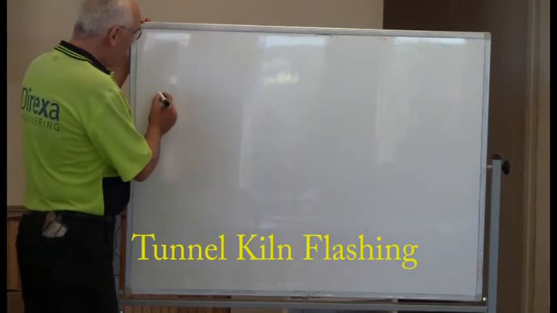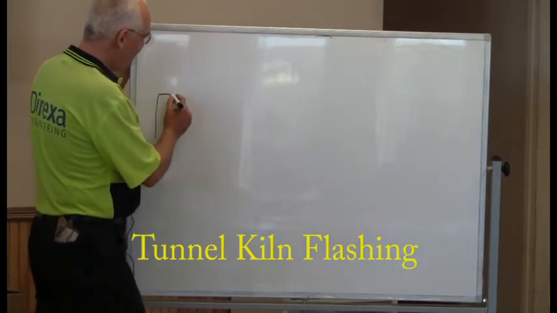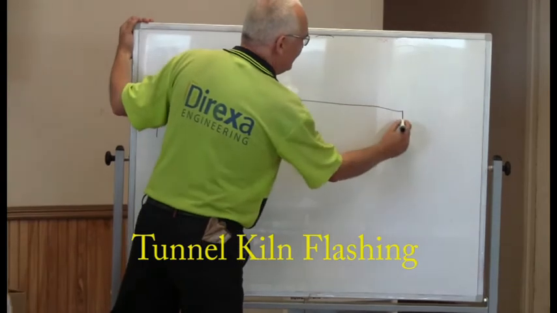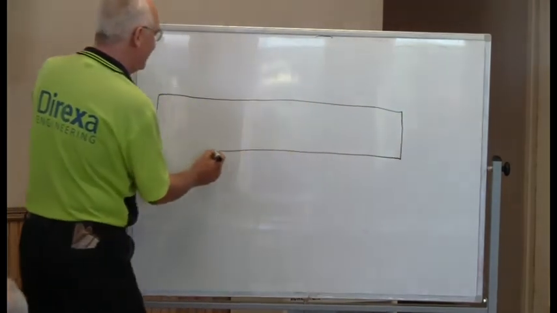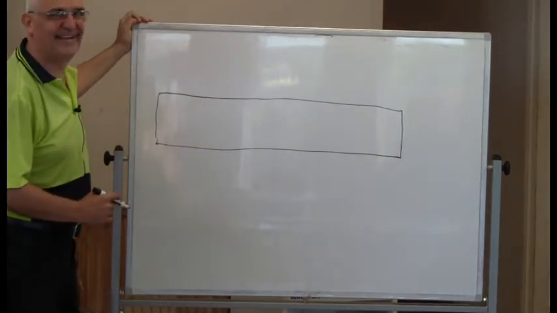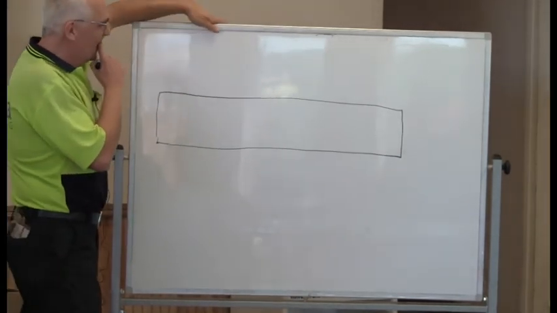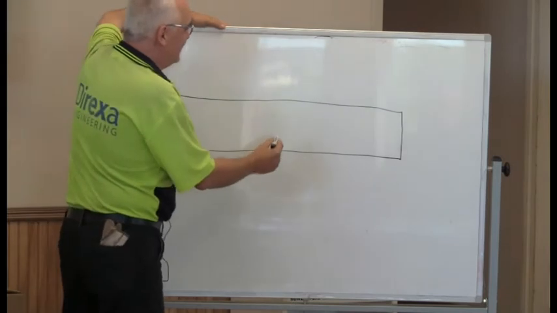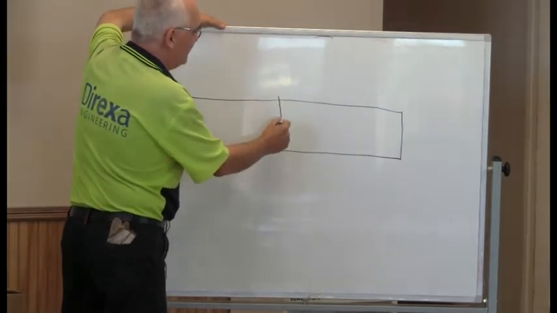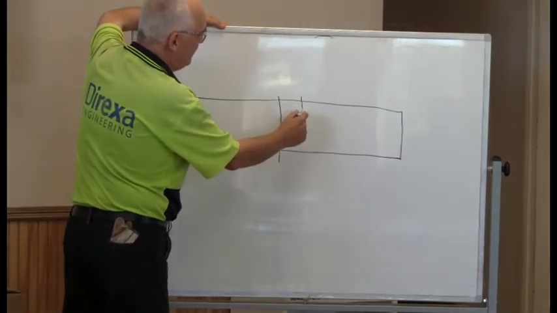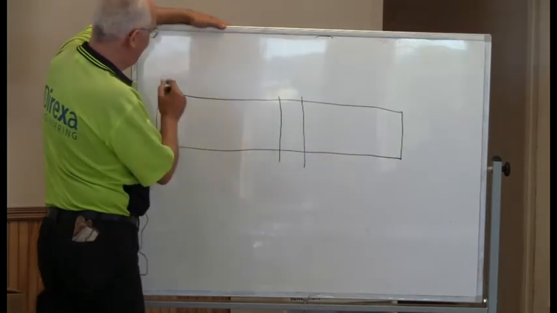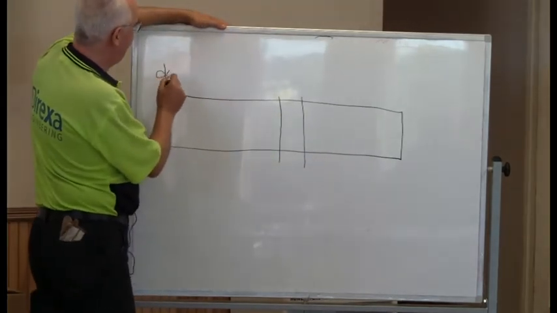Okay, so flashing. Again, my favorite shape, the rectangle. So, flashing, what are we trying to do? Create or reduce atmosphere in a specific area of the kiln.